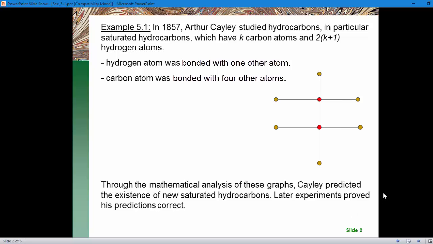Through mathematical analysis of these graphs, Cayley predicted the existence of new saturated hydrocarbons, and later experiments proved his predictions were correct. This special type of graph is called tree.